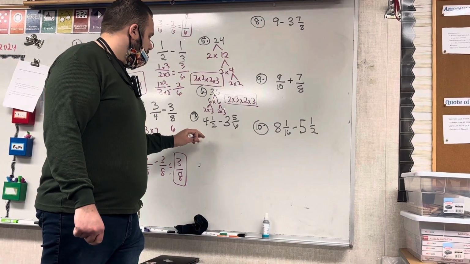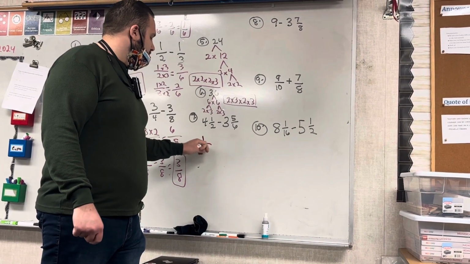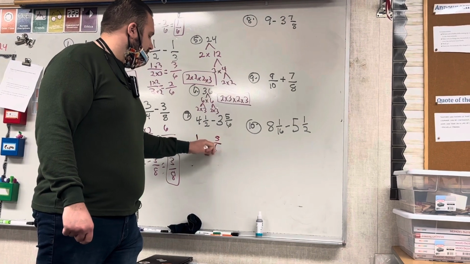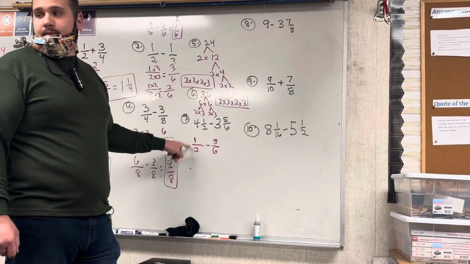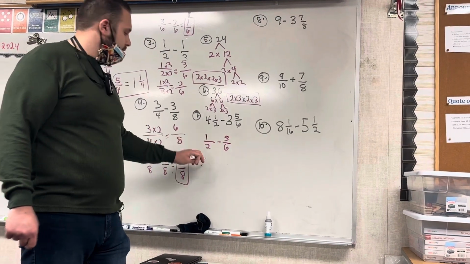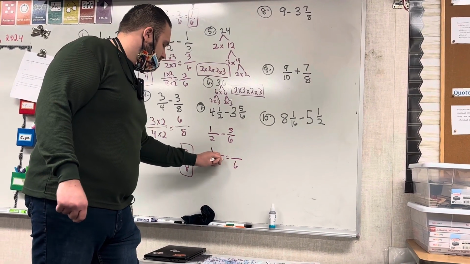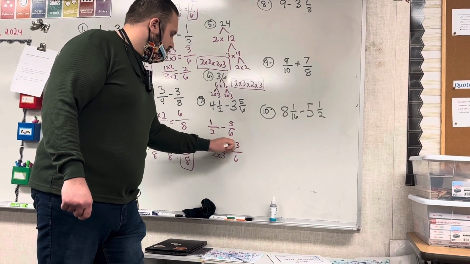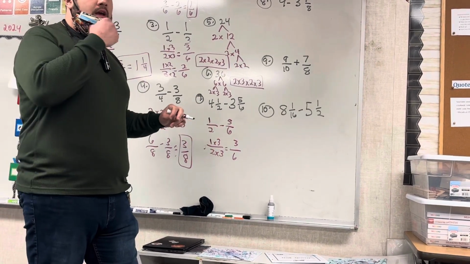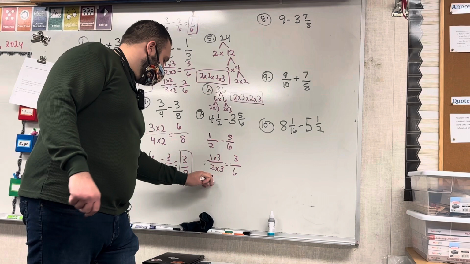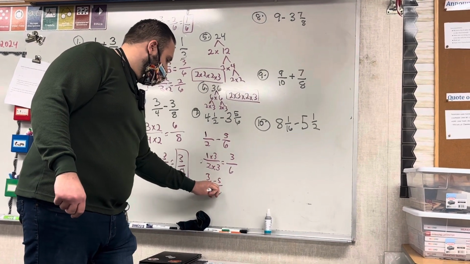So, we forget about the whole numbers. We have 1/2 minus 5/6. I need to multiply these by 3, the 1/2, so I can get that denominator to be a 6. Which gets us 3/6 minus 5/6. And that 3 is too small.